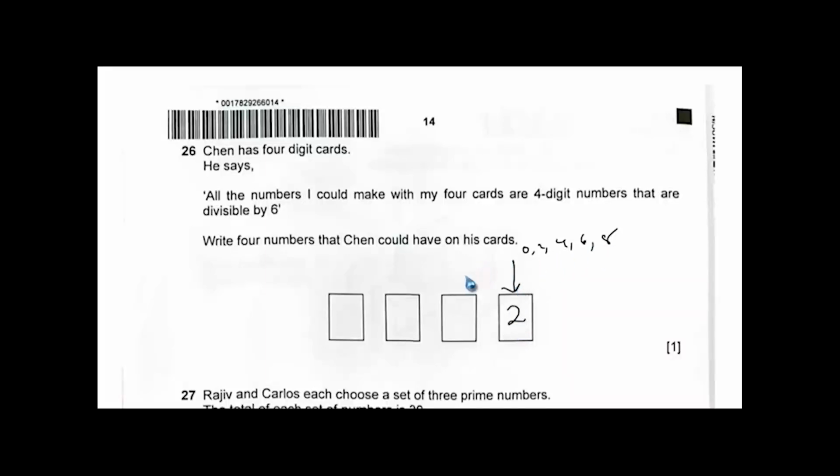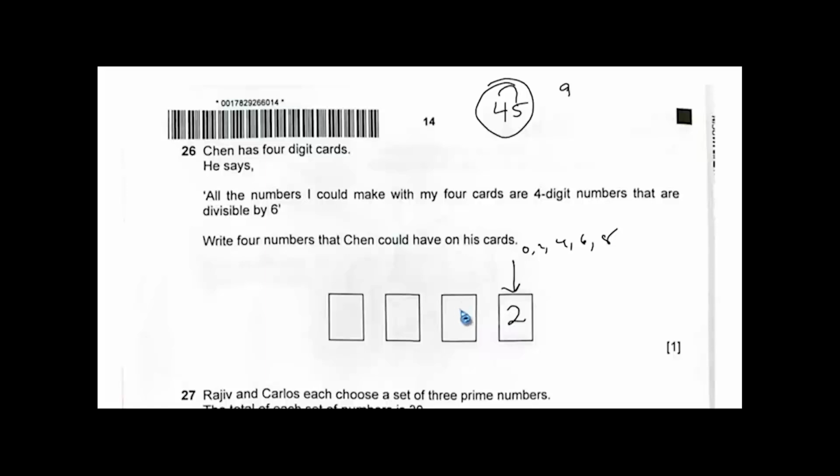Okay, so now the next thing is that the other numbers I must pick must add up to a number that is divisible by 3. A number is said to be divisible by 3 if the sum of the digits is divisible by 3. So take for instance, you have 4, 5, 45. If you add 4 to 5, you will get 9. 9 is divisible by 3. That means 45 is divisible by 3. So that's the same thing I want to do here.